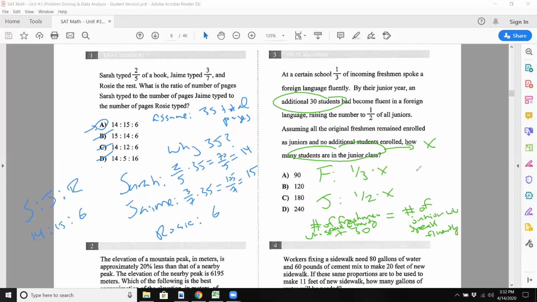So this involves some translating. No pun intended, but translating mathematically, right? You're taking the words and making the mathematical statement. So that's just going to be 1/3 x plus 30 equals 1/2 x. That's how you want to set it up. Then we can work backwards to see which one would fit. I mean, you can solve algebraically if you wanted to, but once you have an equation, we just work backwards. Like we'll assume 120 people are in the class.